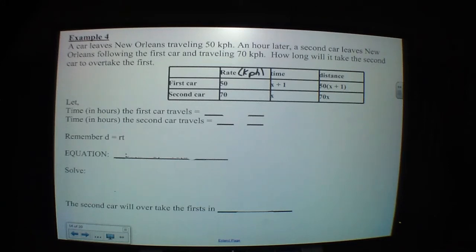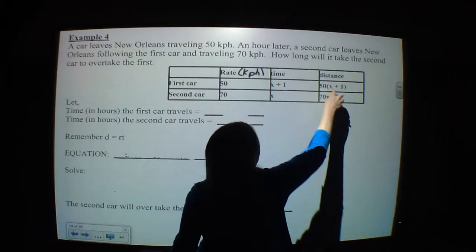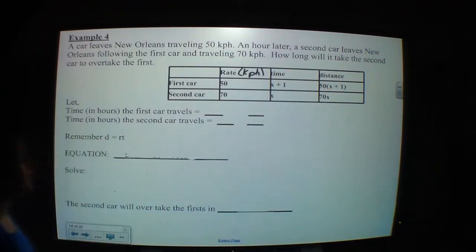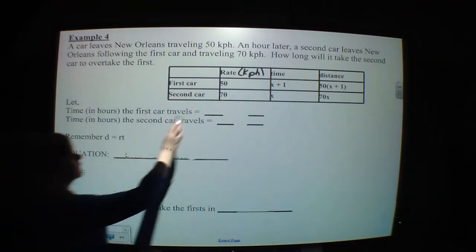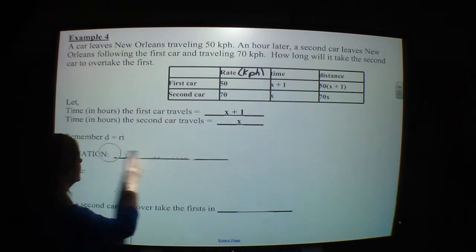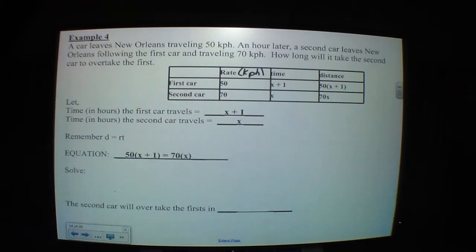But now let's figure, what do we know? How long will it take the second car to overtake the first car? So that means how long will it take until they travel the same distance? If these are equal, so that's your equation. And that's what I did here. There's your equation. When will they equal each other? And that's your equation you want to solve.